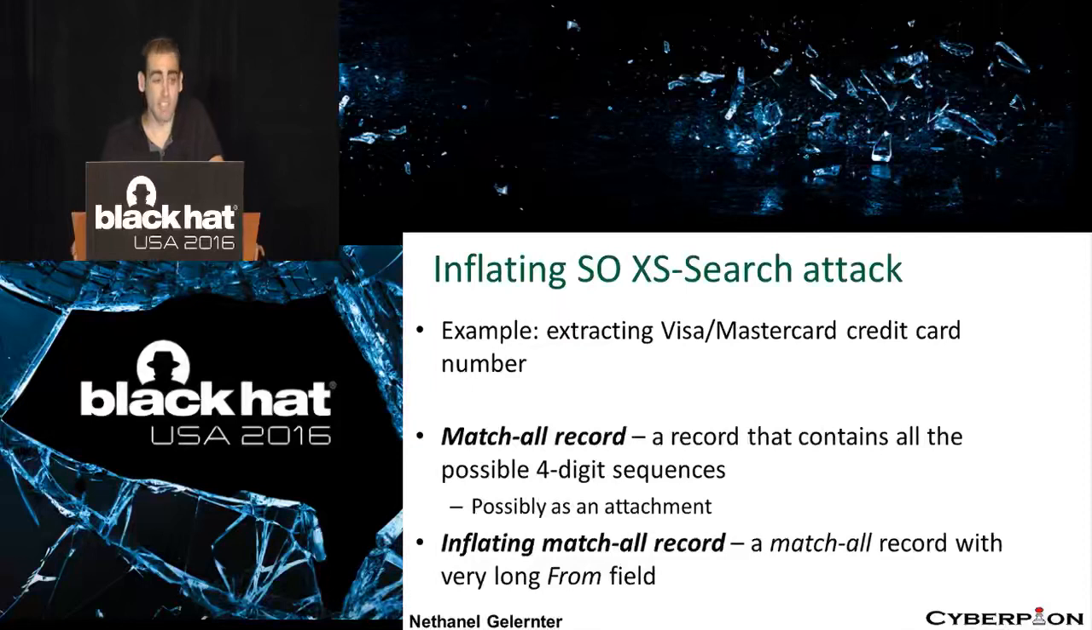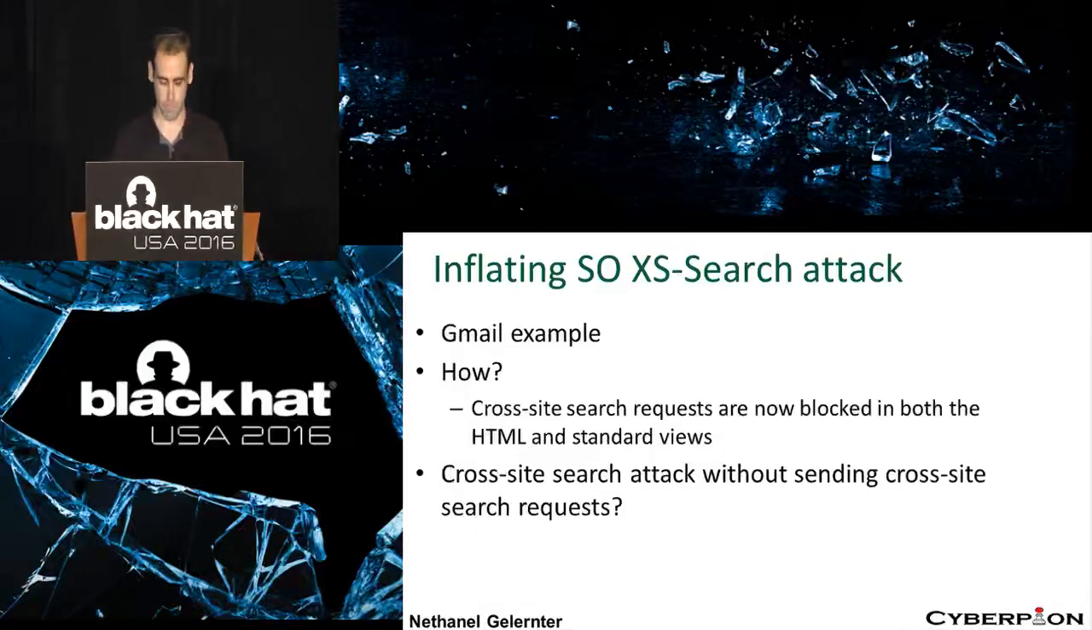So in this demo, the match all record will be just a record with all the possible values for a 4-digit sequence, 10,000 numbers. The inflating match all record will be just a match all record that was sent to the victim with a very long from field. And I want to demonstrate this attack on Gmail. And the question is, how can I do that?